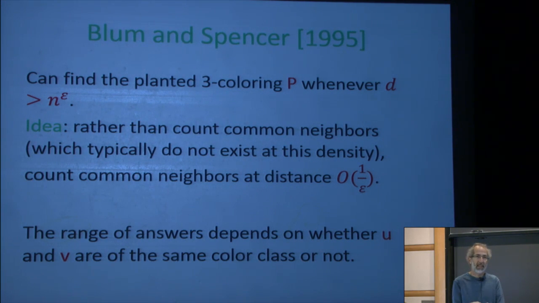The idea was, rather than counting common neighbors, since at this density there are typically no common neighbors of two vertices, they look at neighborhoods at larger and larger distances. The answers you get depend on whether you're in the same color class or a different color class, and you do the computation and it works out.